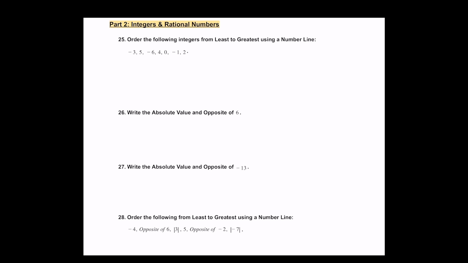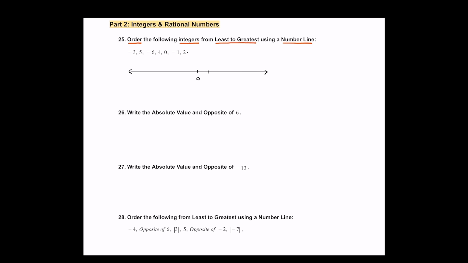Okay, let's keep on going here for part 2. We have to go ahead and order, so put things in order, the following integers, which are positive and negative numbers, and 0. And we're going to do this from least to greatest and use a number line to do so. All right, so we'll go ahead and start by drawing a number line, and let's see if we can put some values in here.